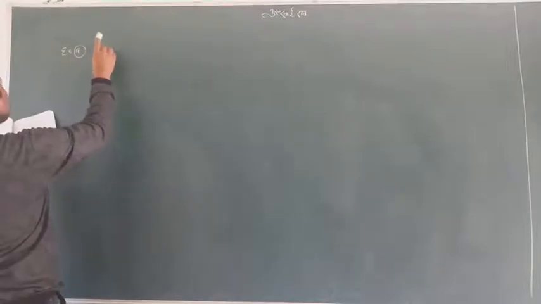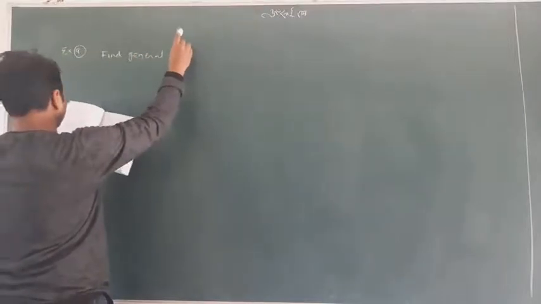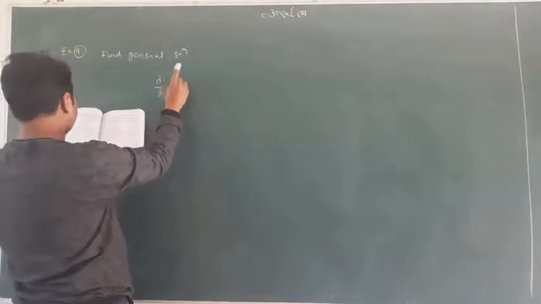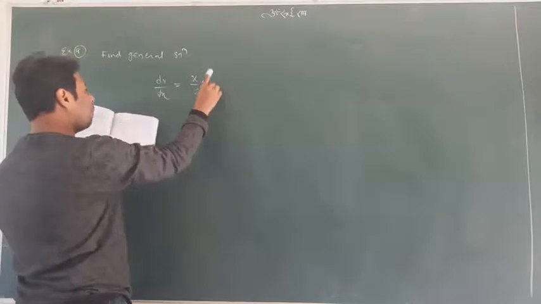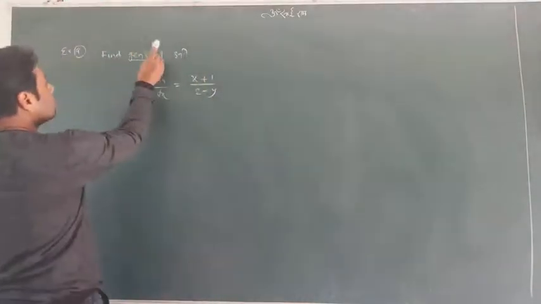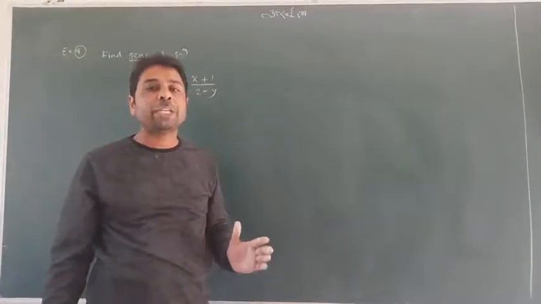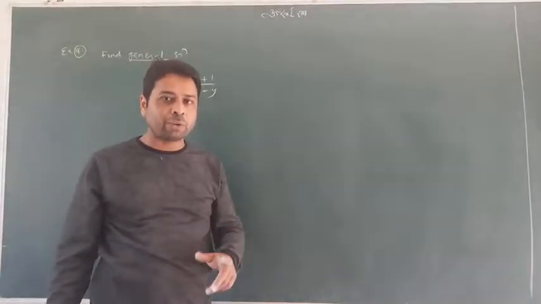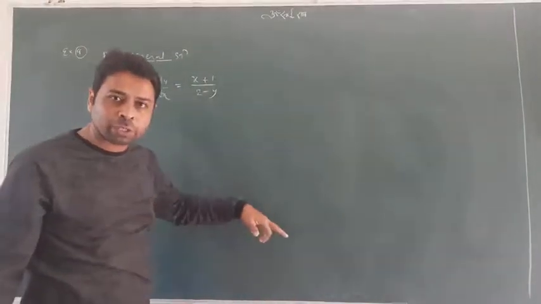Find the general solution of the differential equation dy by dx is equal to (x plus 1) upon (2 minus y). I repeat one thing which I really want to tell you: it is the general solution. The meaning of general solution is that it will contain the arbitrary constant. Try to understand, it will contain the arbitrary constant. And one thing I tell you, when you solve this differential equation, you will have a solution, definitely a solution.